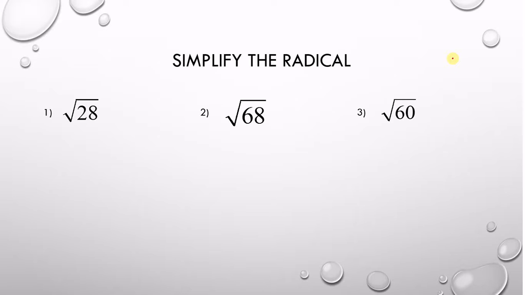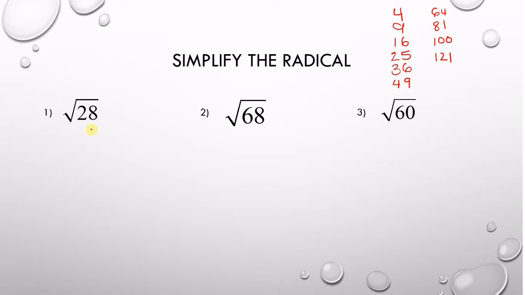So the square root of 28. What you're going to want to do is think of the biggest perfect square that can come out of 28. AKA, you want to see if 4, 9, 16, 25, 36, 49, 64, 81, 100, 121, and so on and so forth can come out of these numbers.